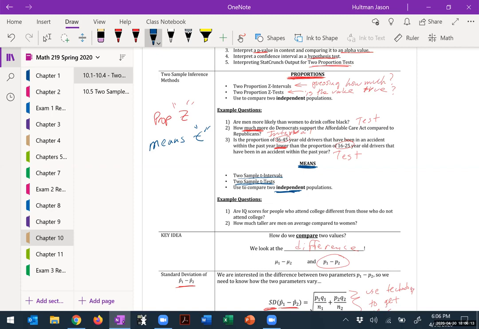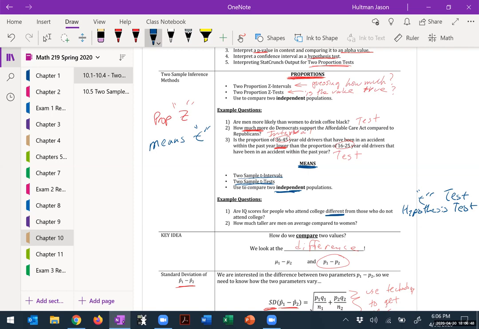So, example questions. Are IQ scores for people who attend college different from those who do not attend college? All we're looking at is the difference here. If it's just different, then this would be a hypothesis test, or what we would call a t-test.